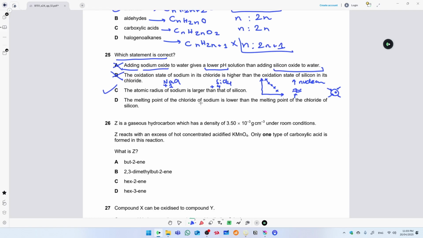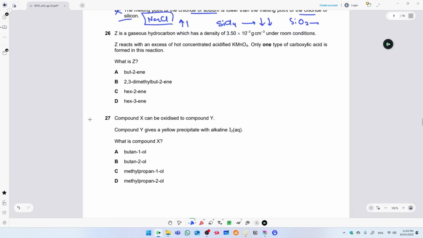Melting point of chloride of sodium is lower than the chloride of silicon. SiCl4 is actually simple covalent, only SiO2 is the giant covalent. So SiCl4 is simple, so it has a very low melting point, but then NaCl is ionic, so it has a very high melting point. So D is wrong, C is the answer.